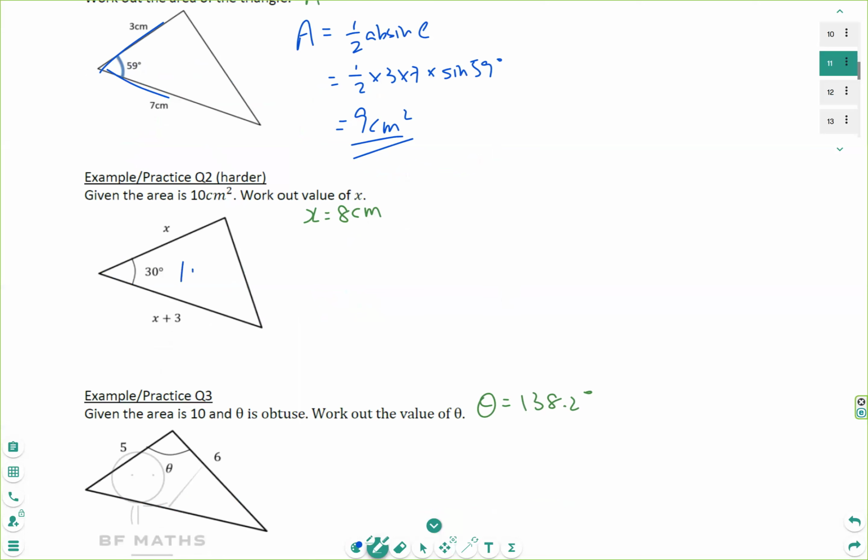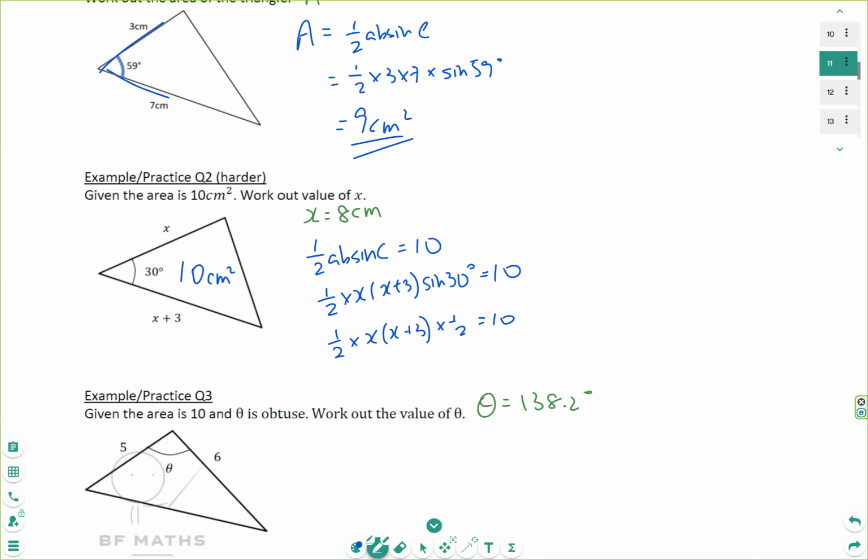Given the area is 10, work out the value of x. So set up an equation using 10. Half AB sine C equals 10. So half times x plus 3 times sine 30 degrees equals 10. Now, how do we solve this? Sine 30 degrees, put in a calculator, is a half. So I can rewrite it as a half times x plus 3 times another half equals 10. Then how do we solve it? Well, half times half is a quarter. So a quarter times x plus 3 equals 10.